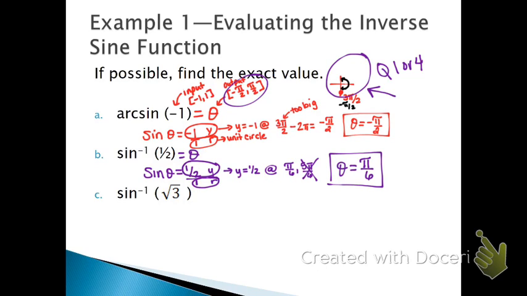All right, so letter C says the inverse sine of the square root of 3. Well, first thing is make sure this is in the domain of the inverse sine. What is the square root of 3 as a decimal? 1.732 something, right? Is that between -1 and 1? No. So we can't do this one. So this one is no solution.